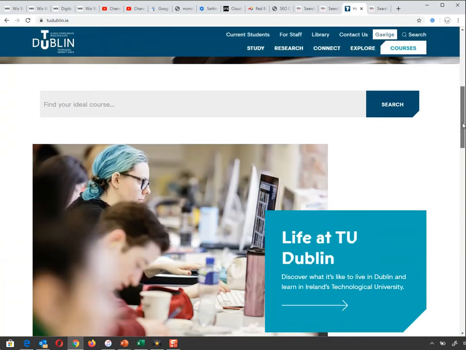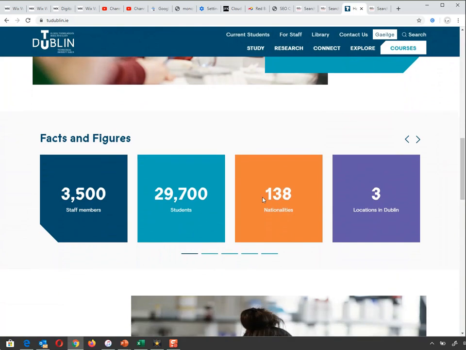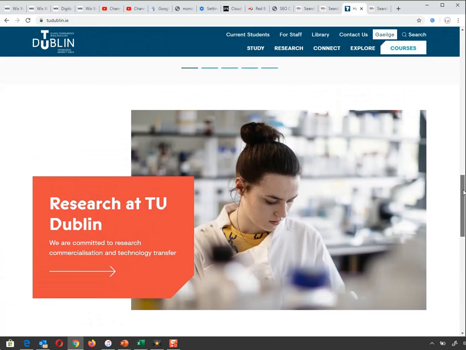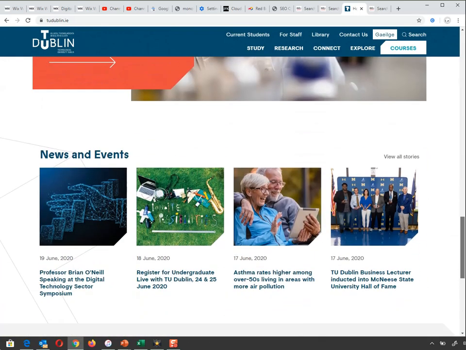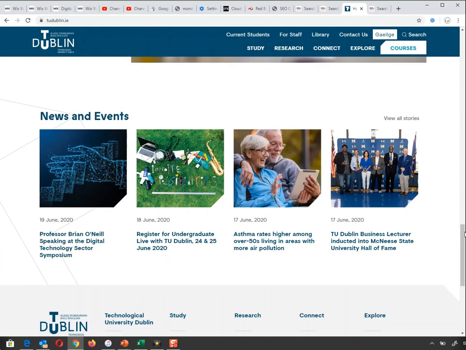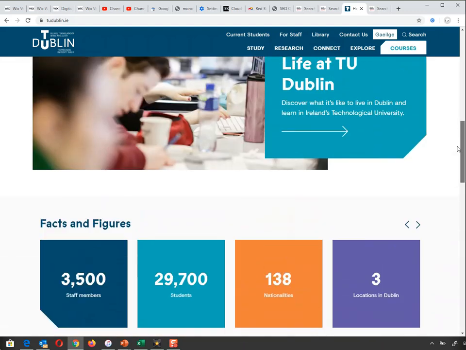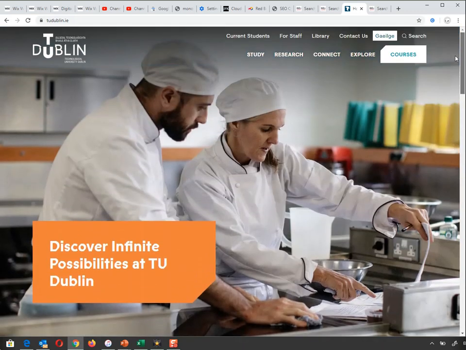Then you go down through and find the course Life at TU Dublin, and you can see facts and figures and so on. Okay, and at the bottom here you've got news and events, and you can see different things here and so on. And at the very, very bottom you see a number of links going to study, undergraduate, postgraduate and so on, and all these links to external bodies. Okay, now I'm just going to show you, that's what we see when we go to a website.